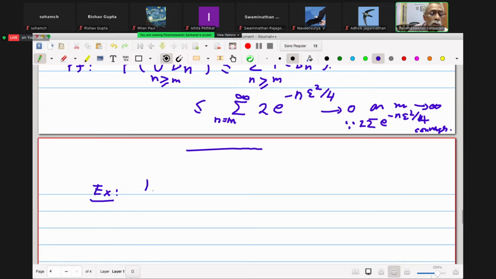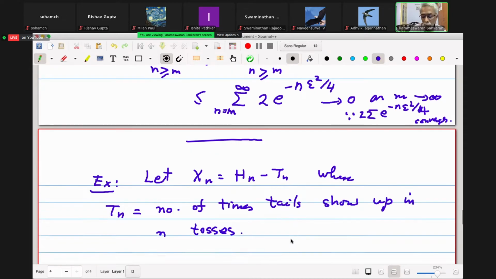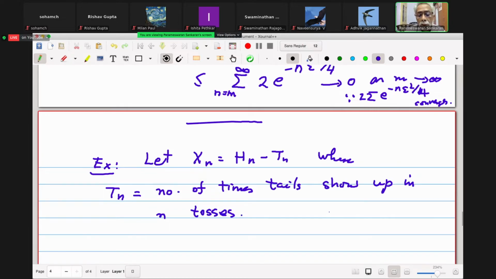Let Xn be equal to Hn minus Tn. The notation is as in our earlier proof, where Tn is equal to the number of times tail in n coin tosses, given that Hn is as before, and the probability of H is equal to p, and of course the probability of tail is equal to 1 minus p, which we have been calling q.